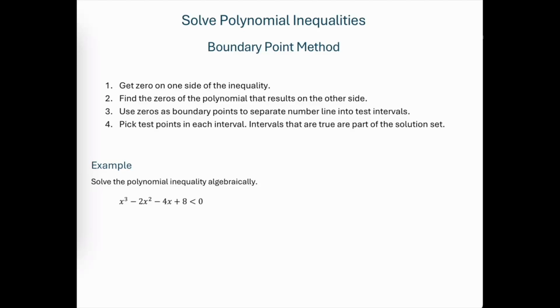Solve the polynomial inequality algebraically. The first thing that we want to do is to get 0 on one side of the inequality, but we already have 0 on one side, so we can move forward to step 2. Then we need to find the zeros of the polynomial that result on the other side.